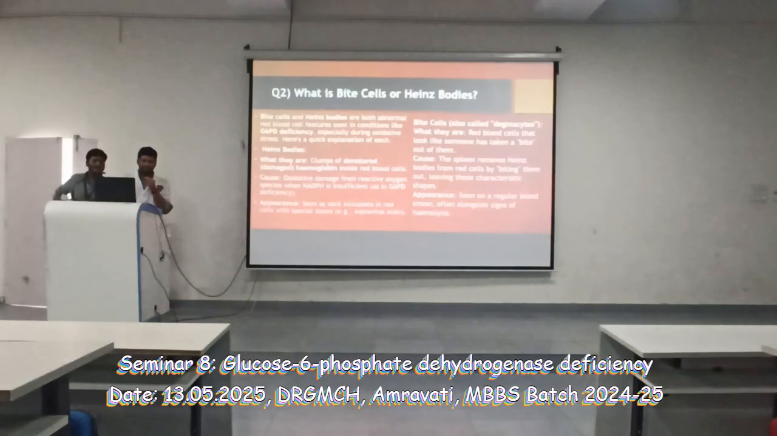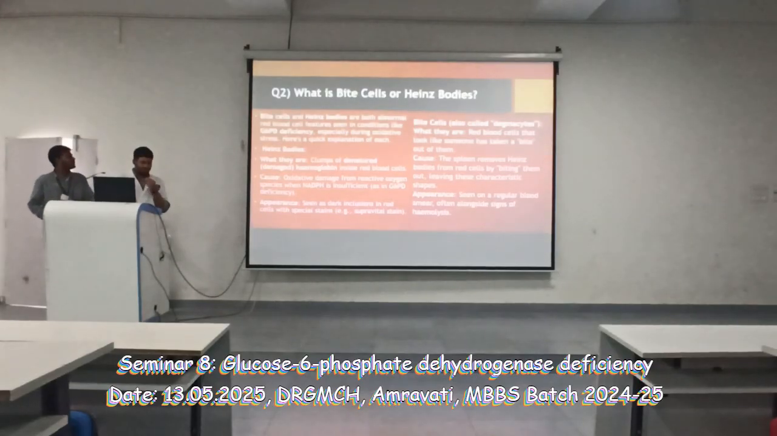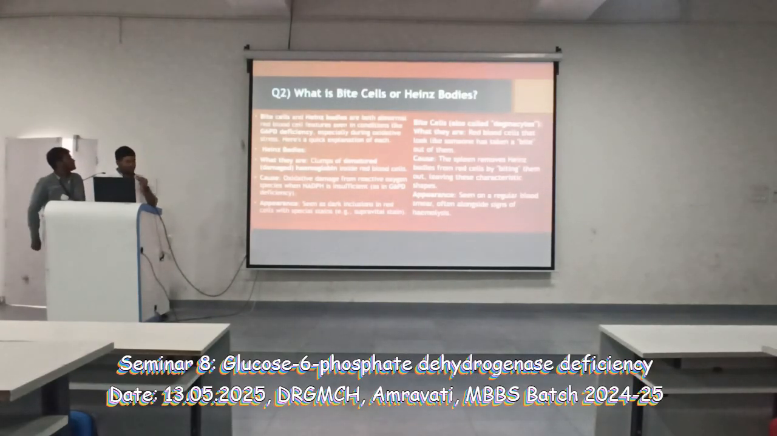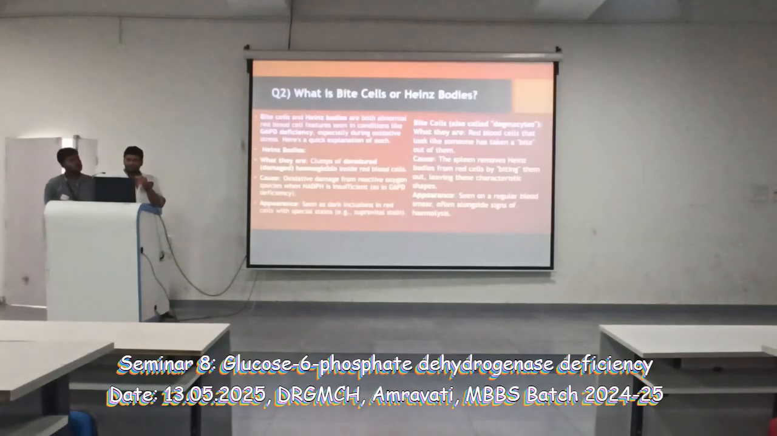So here's the answer. Heinz bodies and bite cells are both abnormal red blood cell features seen in conditions like G6PD deficiency, especially during oxidative stress. Here's the quick explanation of each. Heinz bodies: what are they? The clumps of denatured, damaged hemoglobin inside red blood cells.